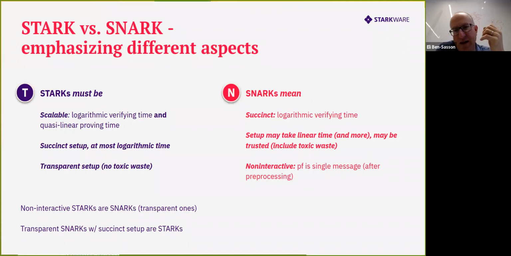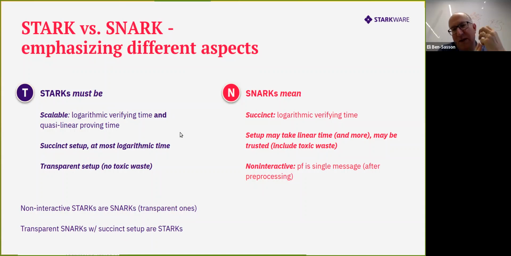Another implication of scalability is that in a Stark, you cannot have any linear or any long setup process. It must be a very succinct setup. If you're going to generate any keys or anything, they must be very short. Whereas with a Snark, you could have some trusted generator run for a very long time and generate some keys.